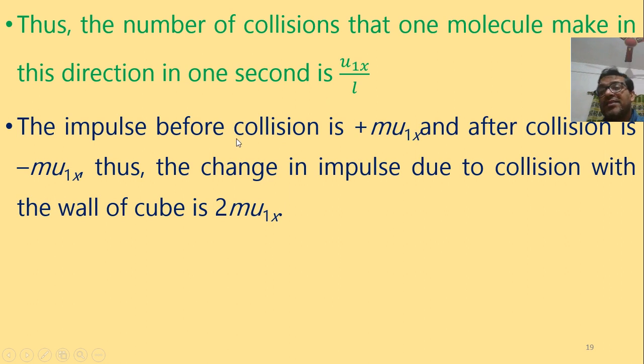Now impulse means what? You know that the impulse is basically the force, right? So what is the momentum before collision? We are just considering it is mu1x. And after collision, what is this? This is basically minus mu1x. Why is it minus m? You can remember that for elastic collisions, I already mentioned, the molecule will go in the opposite direction. That's why we are considering minus mu1x.